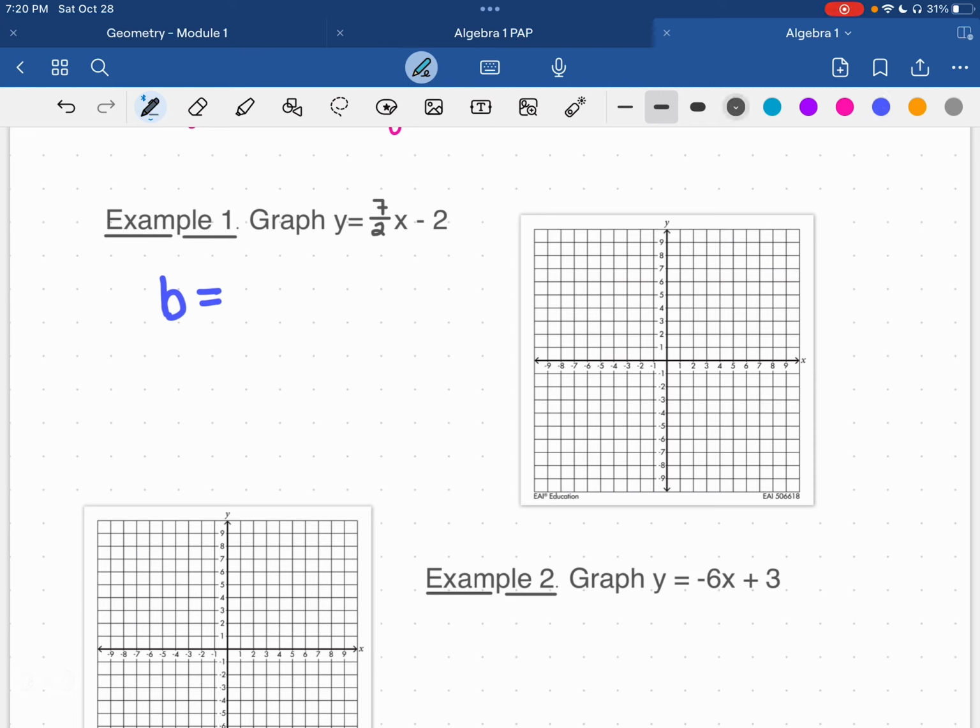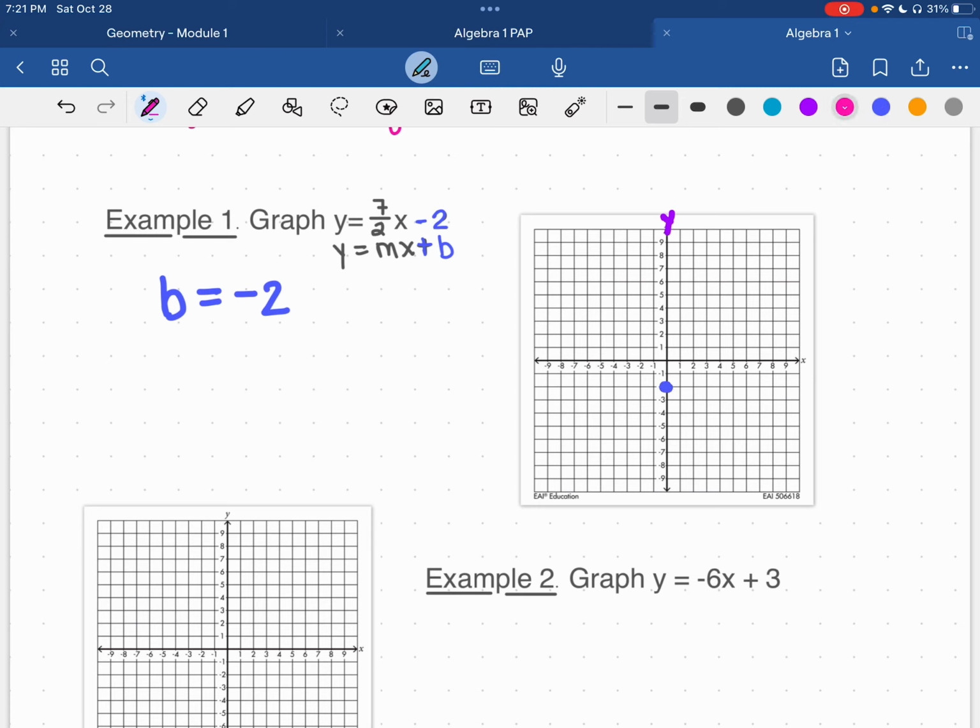If you'd like, you can always write underneath here y equals mx plus b. So to find the b, it's going to be this part right here, this 2, and it's going to be negative. So I'm going to say that it is negative 2. I'm going to come over to my graph, and because it is the y-intercept, I'm going to go to the y-axis, which is this axis right here, and I'm going to find the number negative 2, and I'm going to put a point there. There it is. There's my beginning.